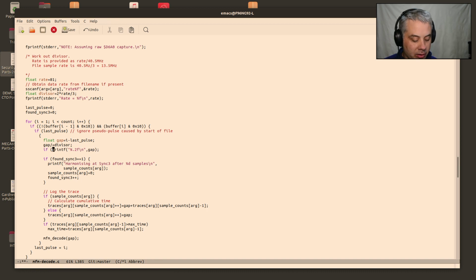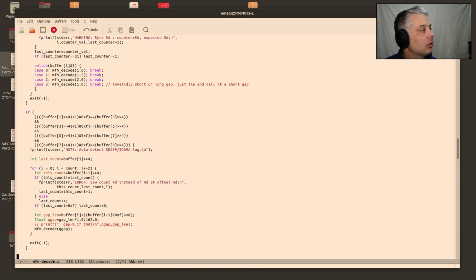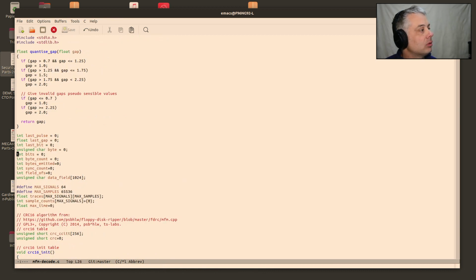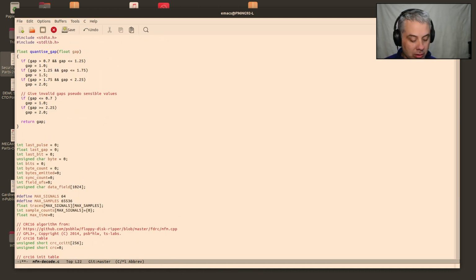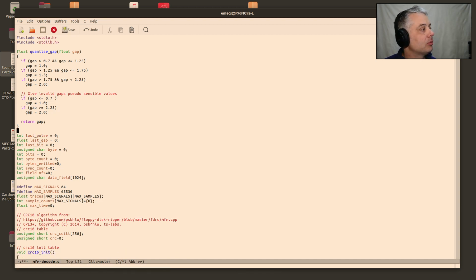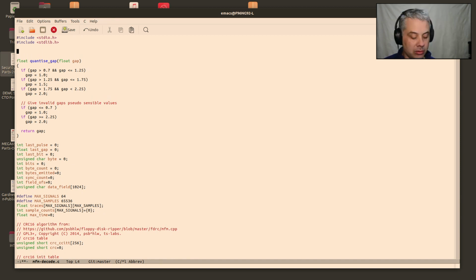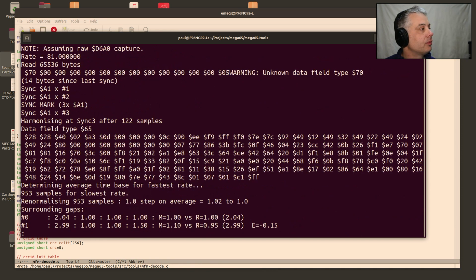I'll make that conditional on show gaps. Int show gaps, so it's easier to get to and find. So you put it right up the top, so we can have the verbosity display options up there. Right, so now it's much more abbreviated output.